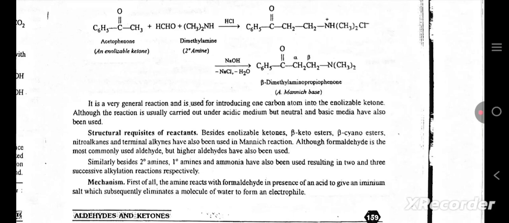Structural variations of reactants. Besides enolizable ketones, beta ketoesters, beta cyanoesters, nitroalkanes and terminal alkynes have also been used in Mannich reaction. Although formaldehyde is the most commonly used aldehyde, higher aldehydes have also been used. Similarly, besides secondary amines, primary amines and ammonia have also been used, resulting in two and three successive alkylation reactions respectively.